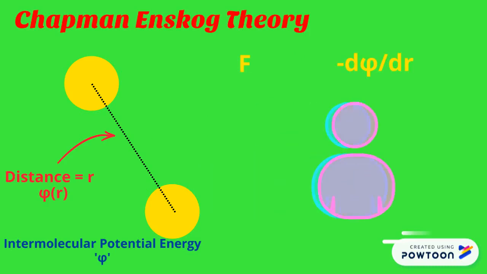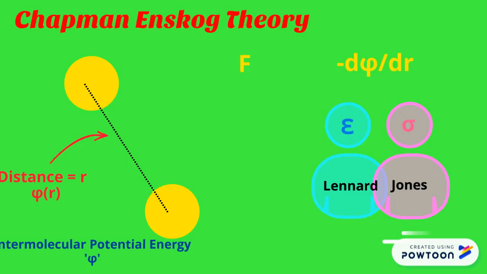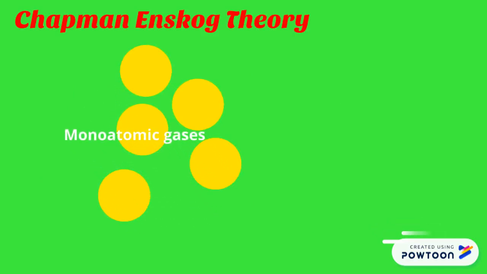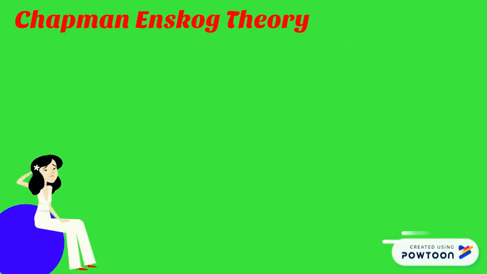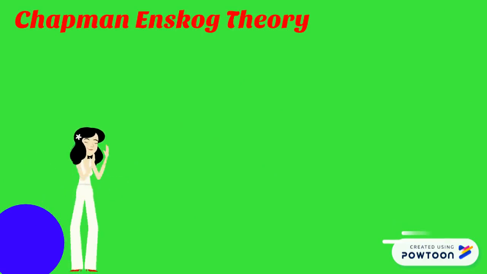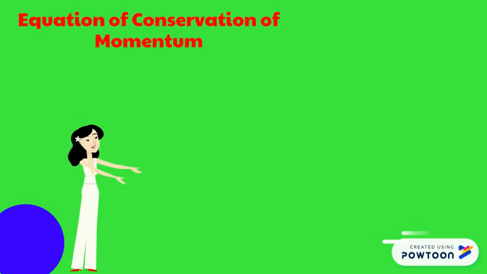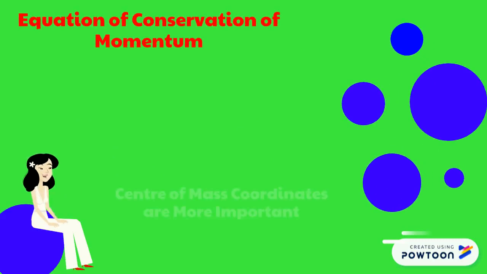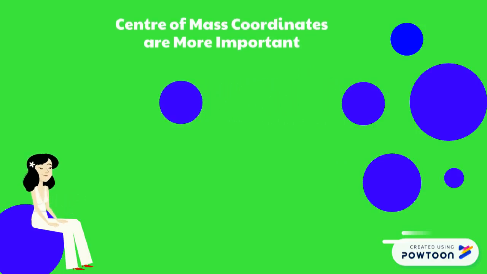This differential term can be best explained on the basis of Lennard-Jones parameters, which are given as epsilon and sigma respectively. Chapman and Enskog's theory was discovered for monoatomic gases, which holds good for polyatomic gases as well. So, what made this theory different? The reason is, in the Chapman and Enskog equation, the basis considered is the equation of conservation of momentum for collision between polyatomic molecules. The center of mass coordinates are more important than the distance between two molecules.